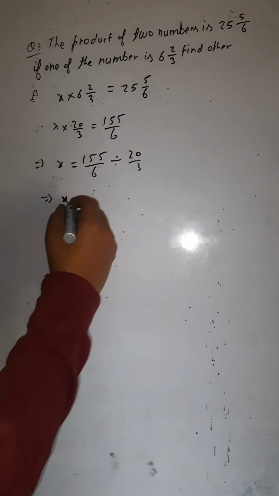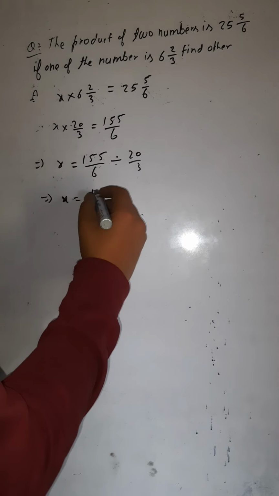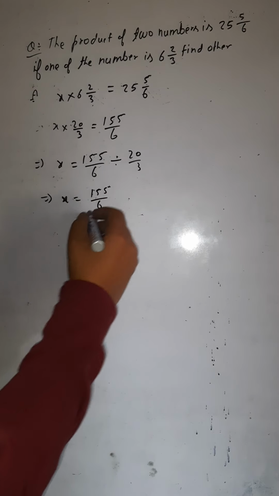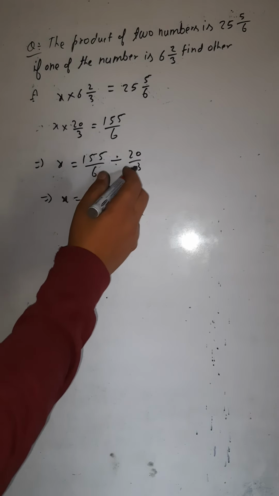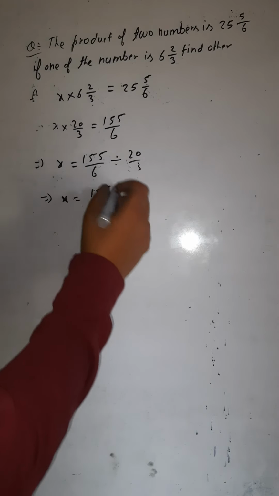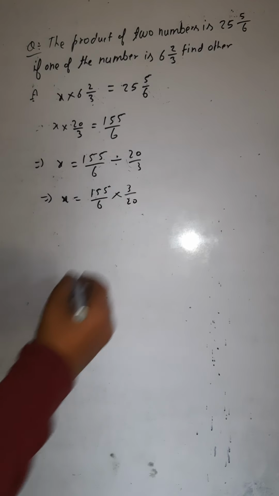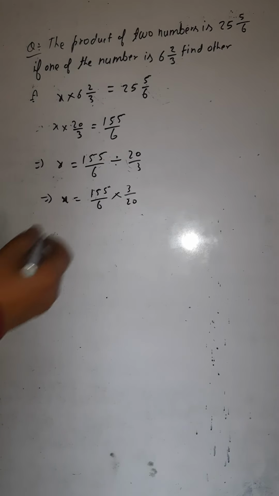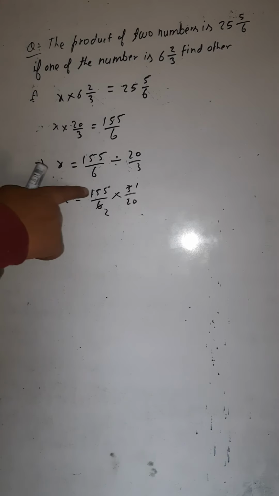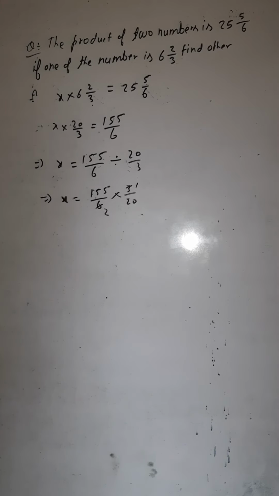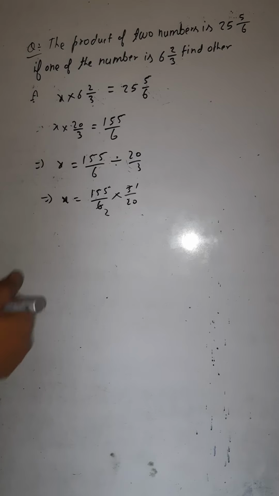Okay. So you can write x equals 155 by 6 divided by 20 by 3. I would change this division into multiplication and write the reciprocal of 20 by 3. It is 3 by 20. Okay. Now you can cut 3 1s are 3 and 3 2s are 6 here. Okay. Now 155 and 20 both you can cut by 5. Okay. How?